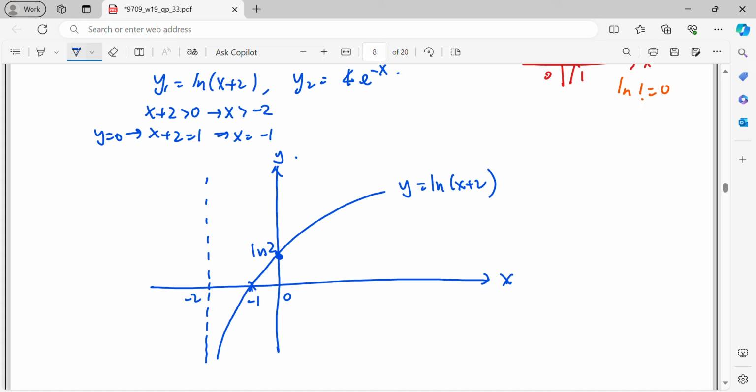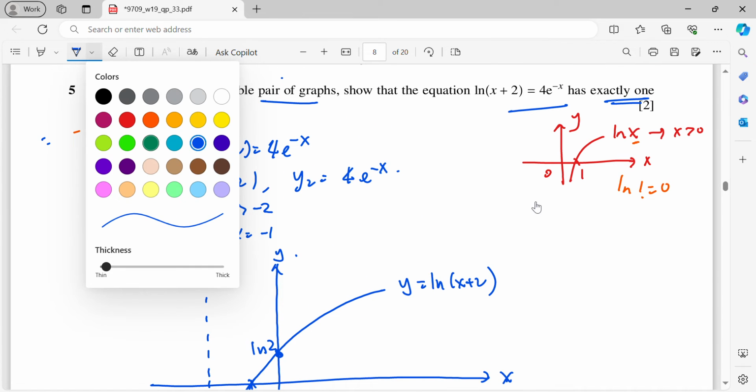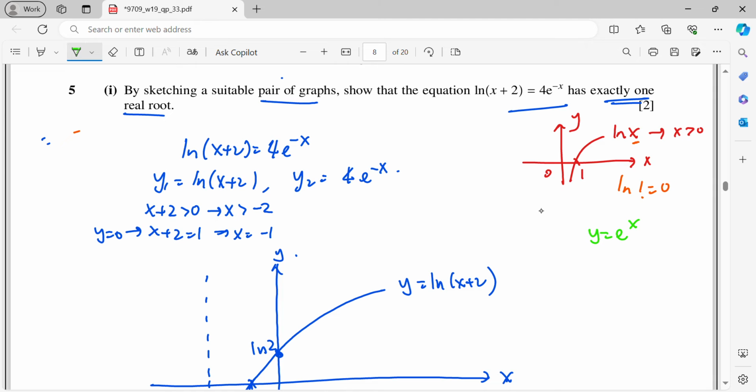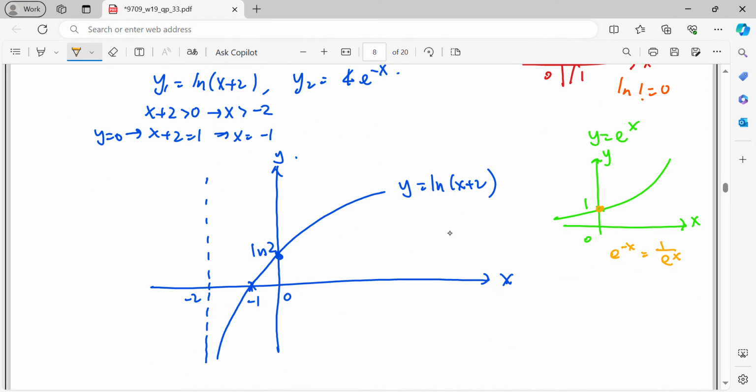Now for the second graph, the exponential. So for the exponential graph, when y equals e to the x, this is our graph. It cuts at 1 on the y-axis. But e to the minus x means 1 over e to the x, which means at the same point, 1 over 1 is still 1, but then here it increases until infinity. So 1 over infinity will tend to 0. That means close to 0. And on this part, 1 over 0 tends to infinity. So my graph will be this. This is my e to the negative x graph.